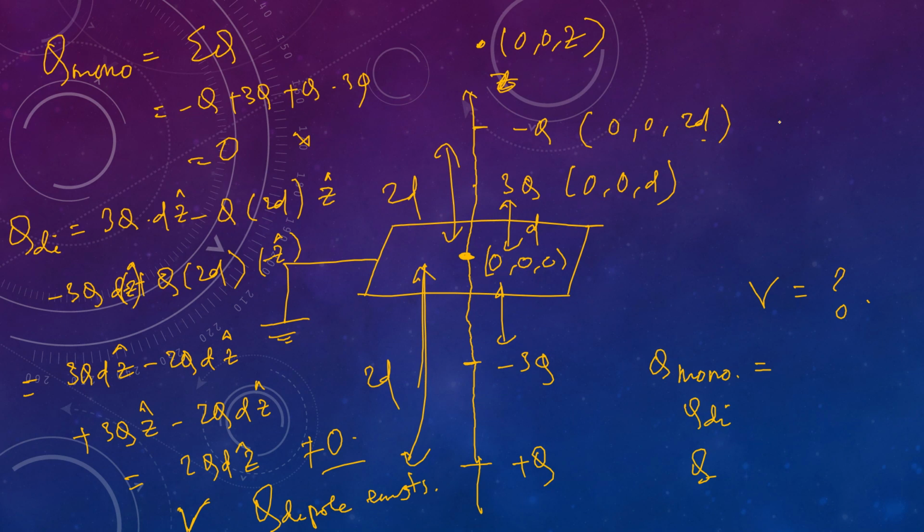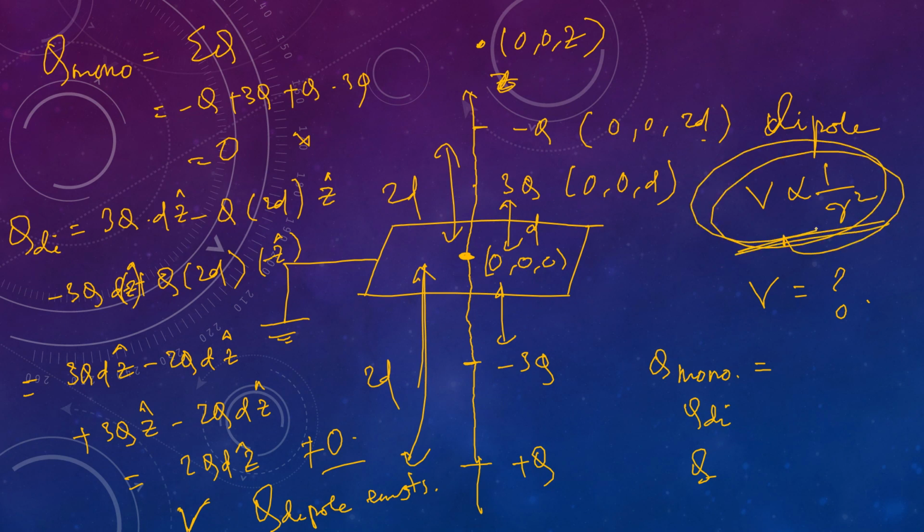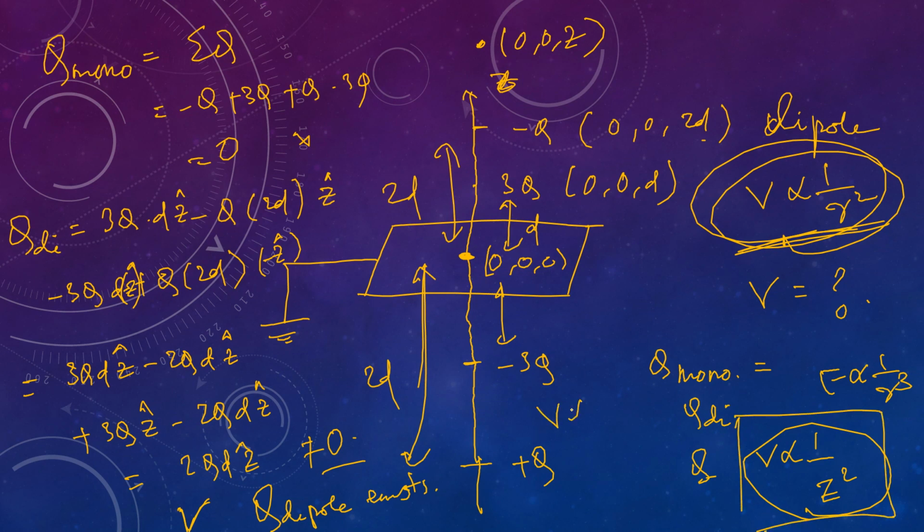For a dipole we know V is proportional to 1 by r square, and the electric field is proportional to 1 by r cube. What is asked here? Potential is asked. So V is proportional to 1 by r square, and r is z here. So V is proportional to 1 by z square. Actually this question had some options, which I hadn't given. In the options, the option with V proportional to 1 by z square will be the correct answer.